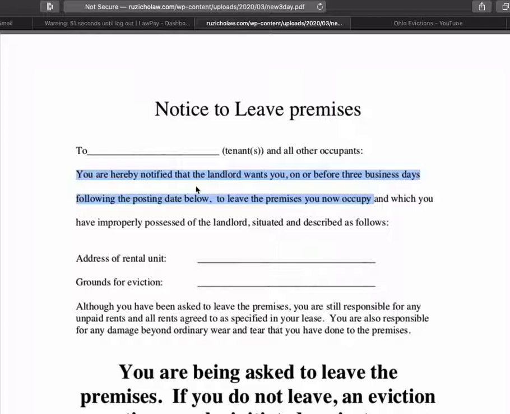So I think I've tried to answer most all the questions that people have about 3-day eviction notices in Ohio. I will post a link below where you can obtain one.